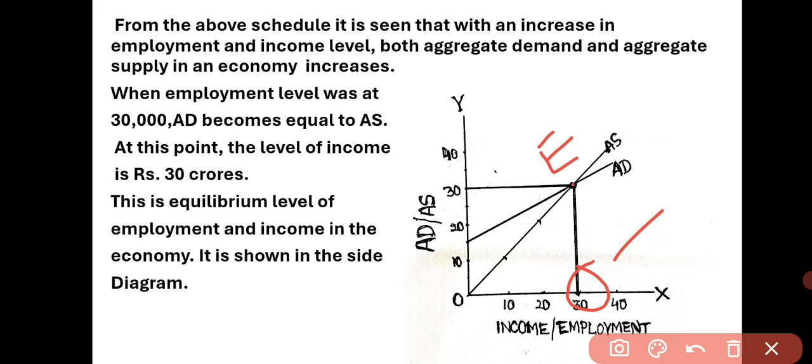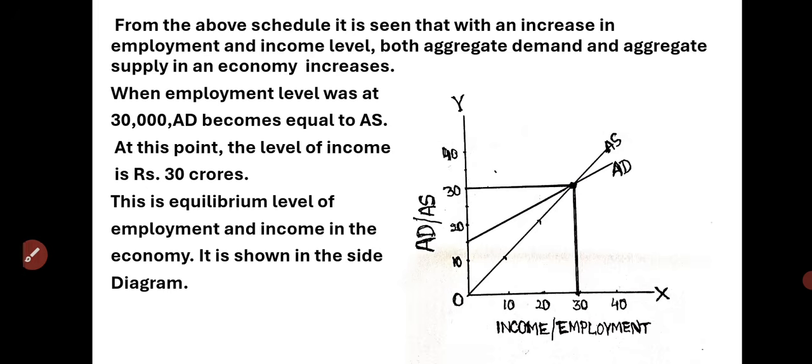So, from the above schedule it is seen that with an increase in employment and income level, both aggregate demand and aggregate supply in an economy increase, right. Aggregate demand and aggregate supply increase with an increase in income as well as employment level. When the employment level was 30,000, AD becomes equal to AS. At this point the level of income is 30 crores rupees. This is the equilibrium level of income and employment in the economy, right.